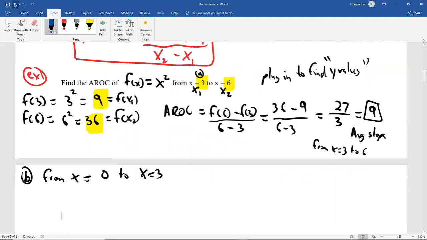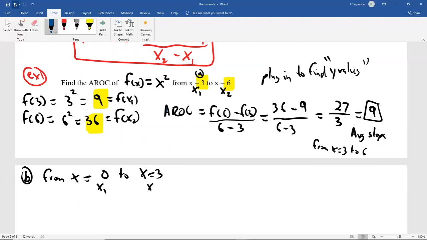Now, you don't have to call the 0 x1 and the 3 x2. You can call the 3 x1 and the 0 x2. Just make sure that your function values are labeled accordingly as well. If you call the 3 the x1, then when you plug that in and get 9, then the 9 is the f of x1 this time. So again, it might be a good idea to label them.